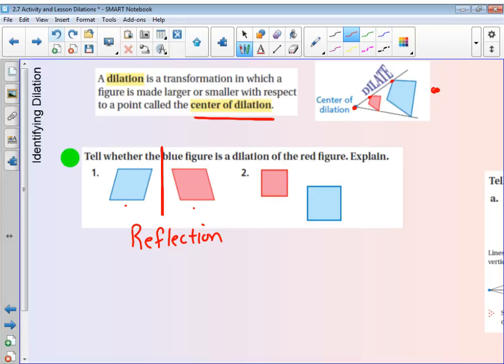So yes, they will still be proportional. So here I have squares. And one thing we know about squares is their sides are always going to be proportional no matter what the side length is. And they always have right angles. So we know they're similar. We just need to figure out whether or not it shows a dilation of the red figure. And yes, it does. This is an enlargement of our red figure. So this would show dilation.